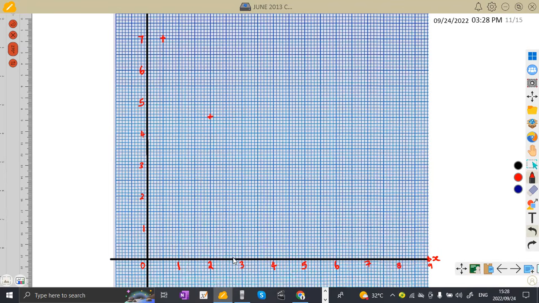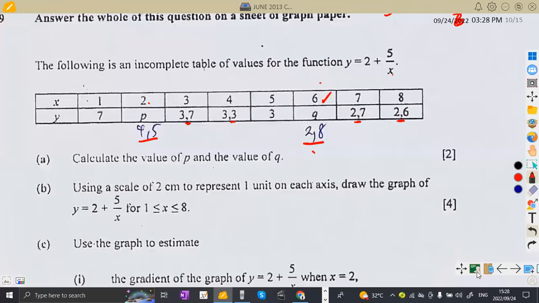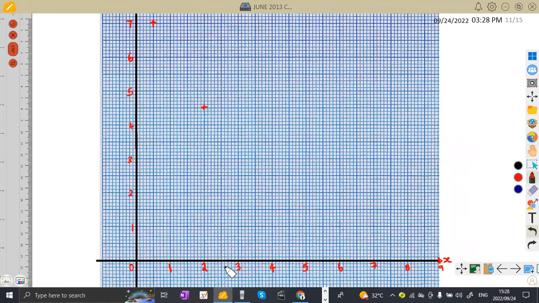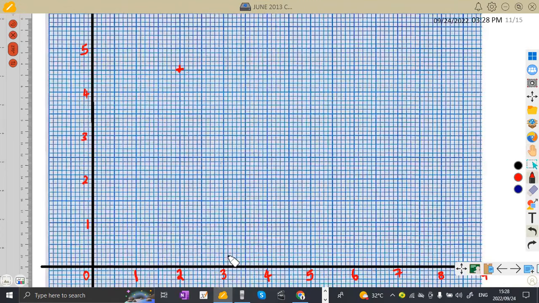Then we have got 3, and that was 3,7. Remember I said each box represents 0,1. So this is around 3 here, and we need 3,7. This is 3,5, in between 3 and 4. So for 3,7, just count 2 boxes from 3,5, which is somewhere here. You count 2 boxes, you mark your point.